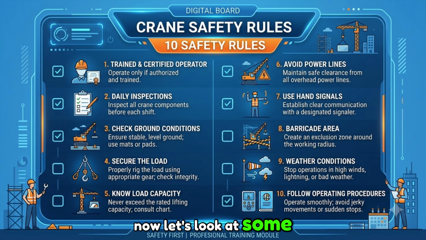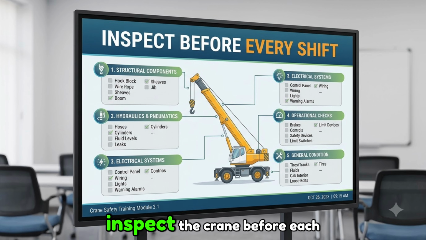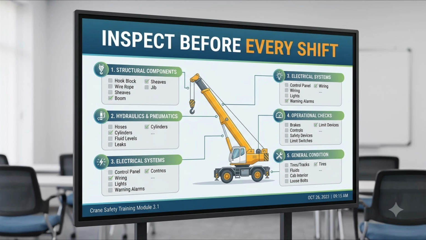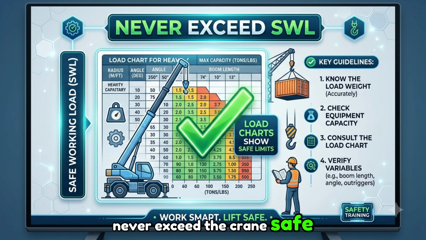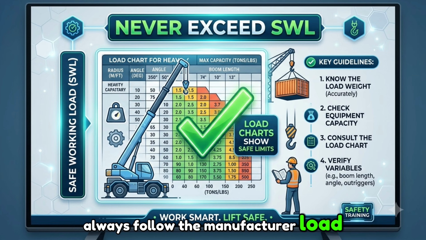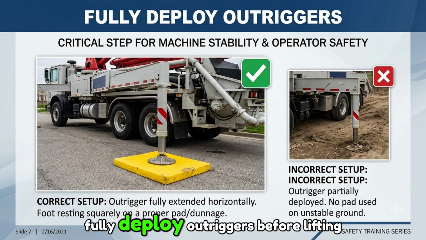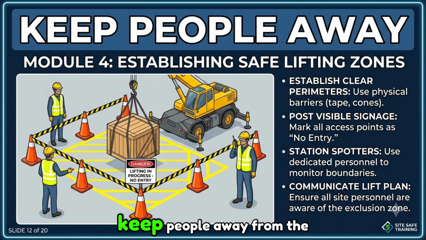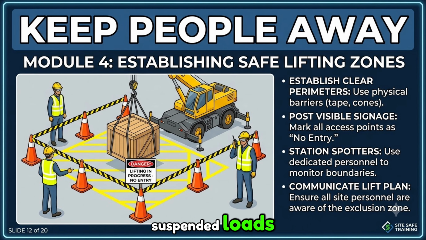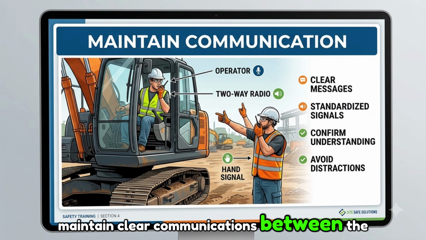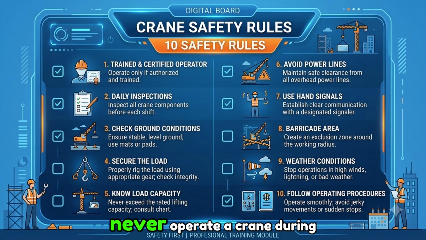Now let's look at some important crane safety rules. Always use a certified crane. Ensure the crane operator is trained and authorized. Inspect the crane before each shift. Never exceed the crane's safe working load. Always follow the manufacturer load chart. Fully deploy outriggers before lifting. Keep people away from suspended loads. Maintain clear communication between the crane operator and signalman. Never operate a crane during unsafe weather conditions, and always prepare and approve a lifting plan before starting the operation.